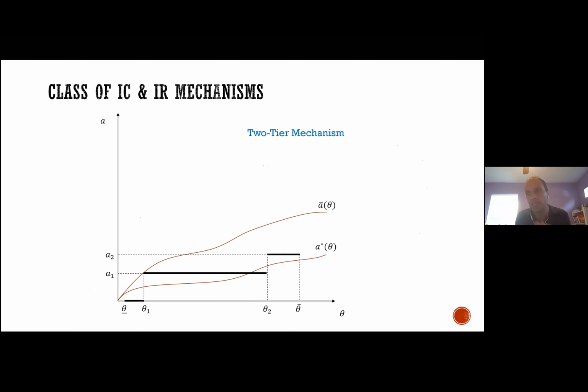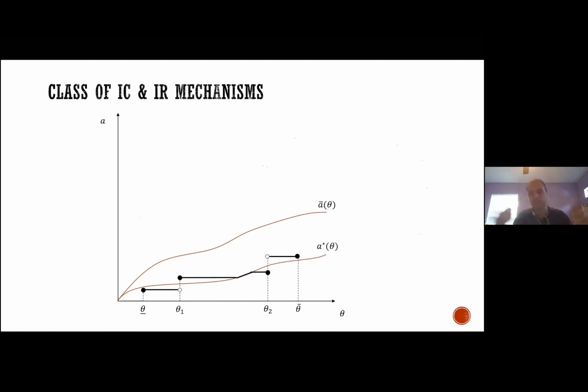Another possibility is tiered mechanisms. Here I have an example of a two-tier mechanism where the principal basically sets the contract: either you take the low action or the high action. This is the low action A1 and the high action is A2. Those types, again, sort themselves out. The types who don't want to take either of the actions choose the outside option. The types within the range theta1 and theta2 choose the low action, and the types above that choose the high action, and so on and so forth.